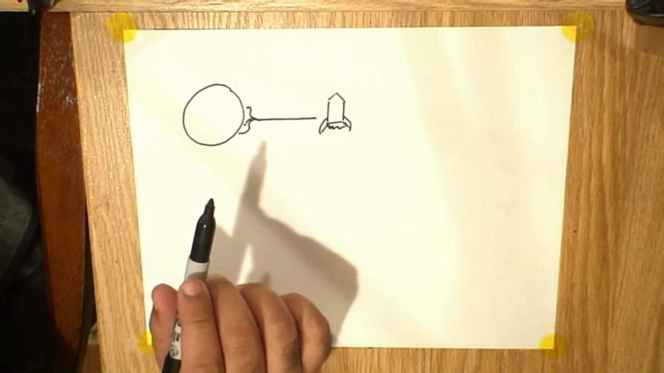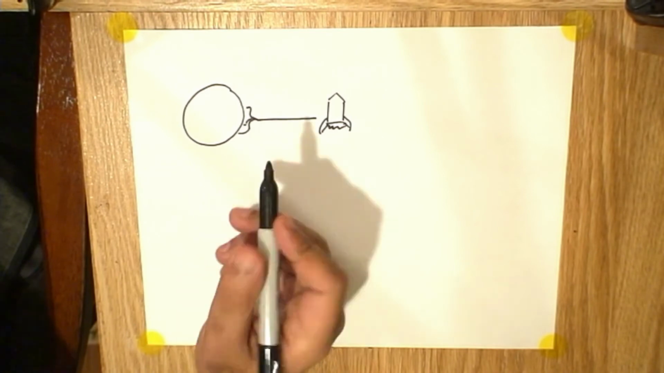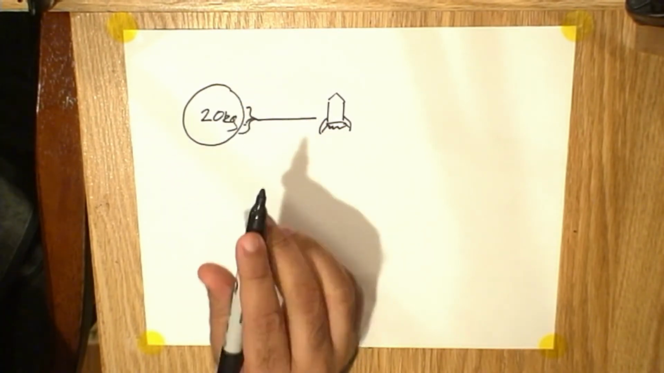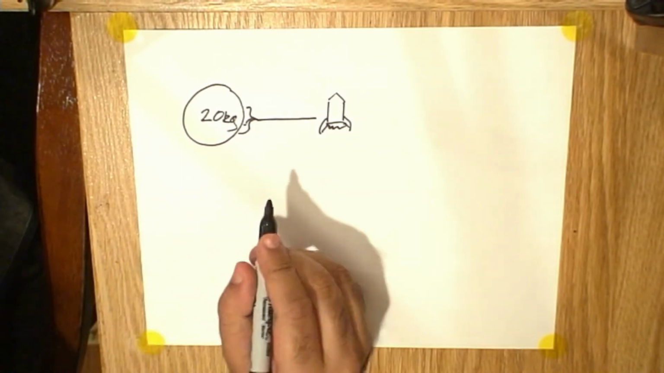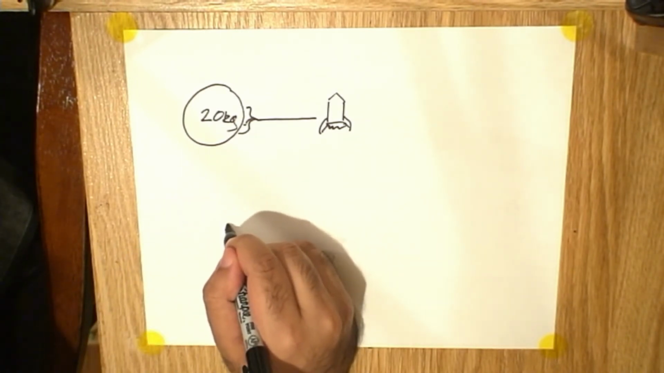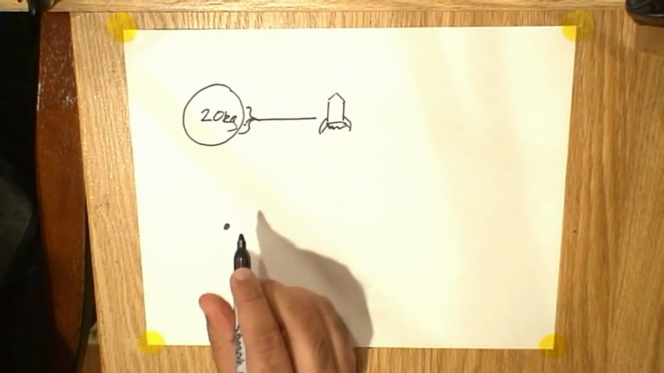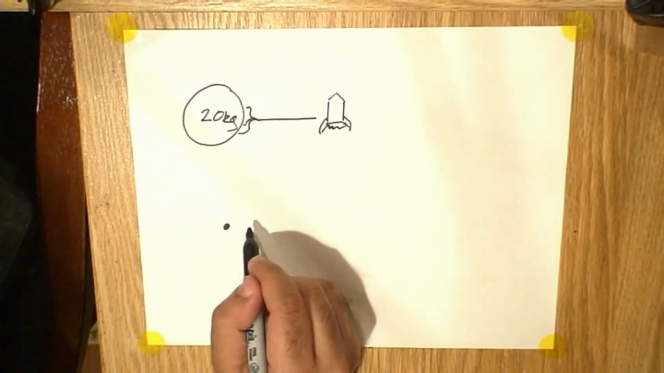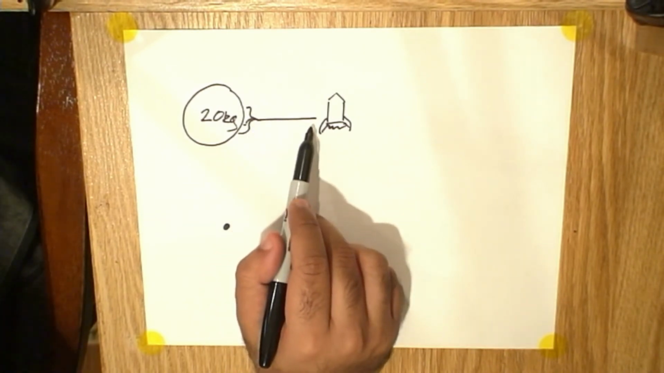Now, remember that we're doing this from the asteroid's point of view. The asteroid has a mass of 20 kilograms. And if we were to draw its free body diagram, first of all, we represent the asteroid as a spot. It has only one force acting on it, and that is the pull from this cable.